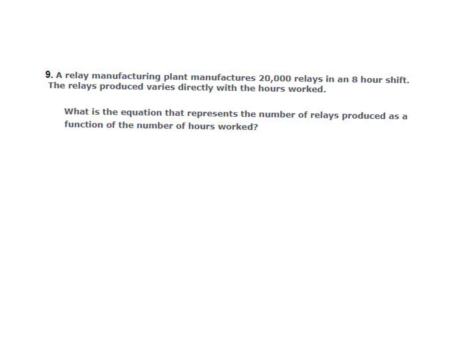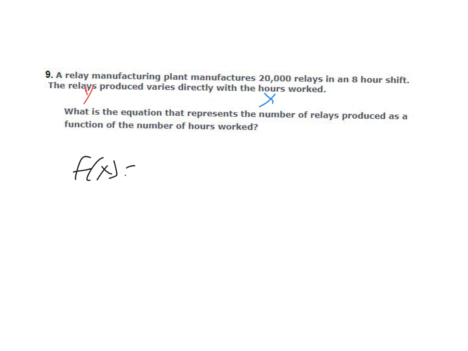12.5. All right, question number 9. A relay manufacturing plant manufactures 20,000 relays in an 8-hour shift. The relays produced vary directly with the hours worked. So again, y varies directly with x, so the relays vary directly with the hours. Now, what is the equation that represents the number of relays produced as a function of the number of hours? So as a function of number of hours, we would see something like this.